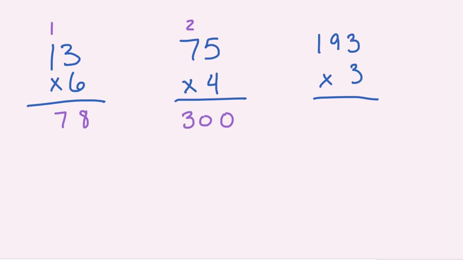We start by multiplying 3 times 3, which is 9. There's nothing to carry, so we just put the 9 down. Then 3 times 9 equals 27. Put the 7 down and carry the 2. 3 times 1 equals 3, plus 2 equals 5, giving us a total of 579.